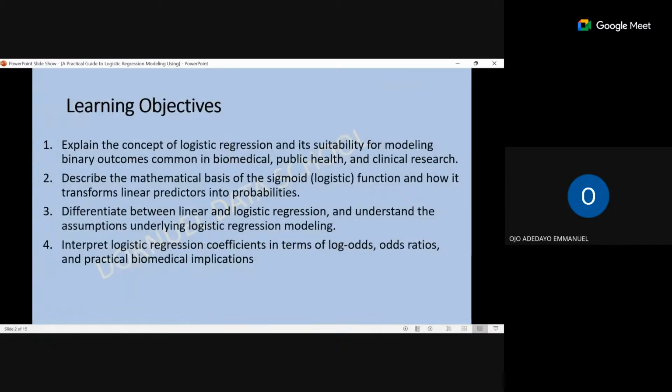Now, these are the learning objectives. Number one, at the end of this class, you should be able to explain the concept of logistic regression, and what makes it suitable for modeling binary outcomes in biomedical, public health, clinical research, or in other fields.